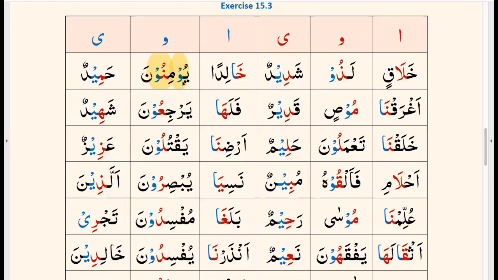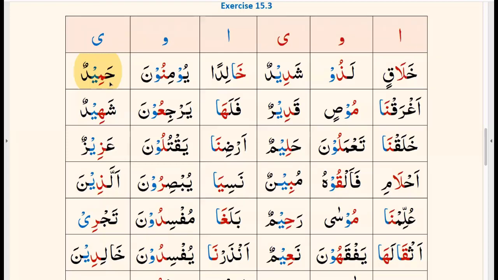Yuminuna. Good, well done. So remember, this sound, this waw mad here and this waw mad here, they're going to be the same length, 2 seconds each. Yuminuna. Right, next one. We've just looked at this, the ya mad. So we're going to say this sound for 2 seconds here. Mi. 2 seconds. Good.